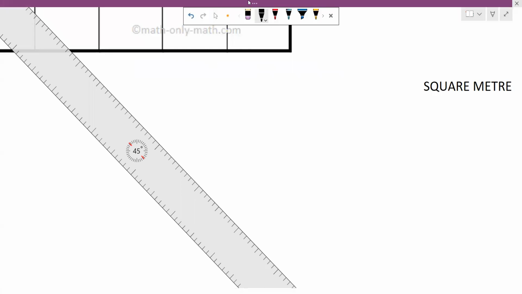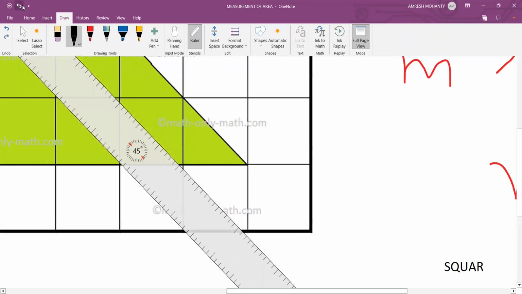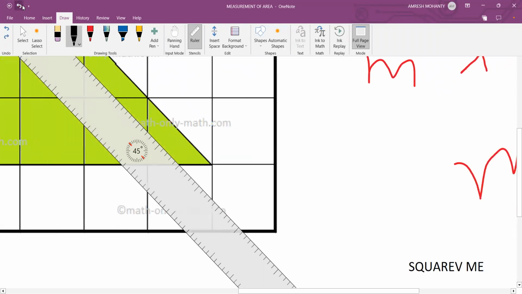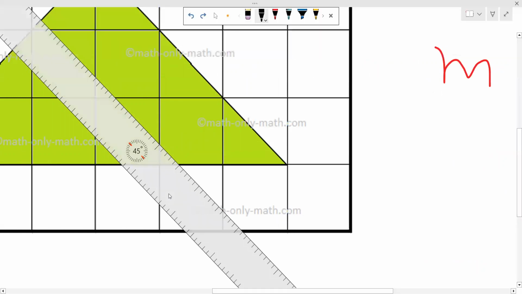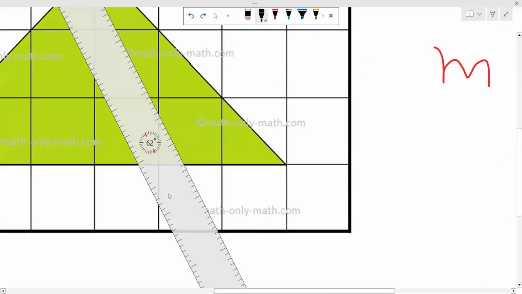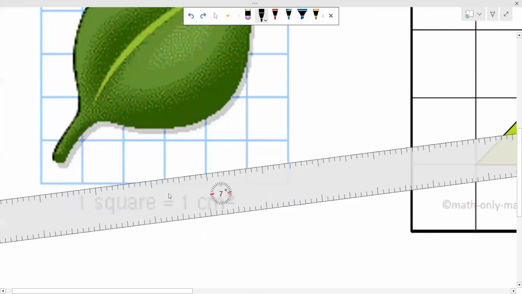Not this. Wait. What is this? Why is this ruler here?